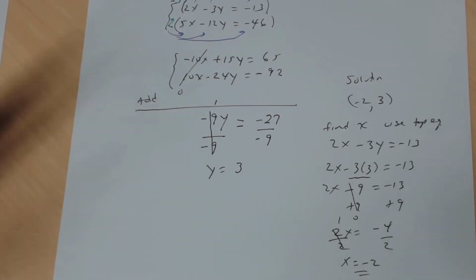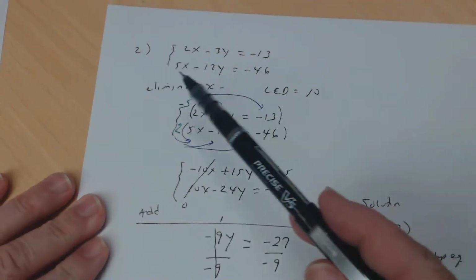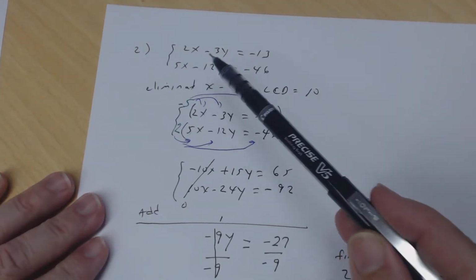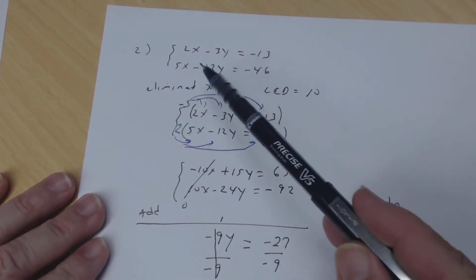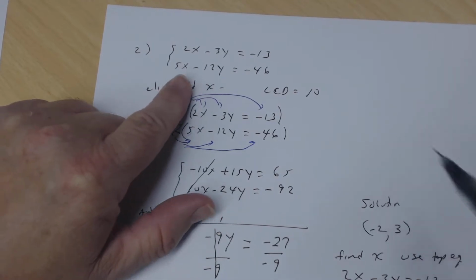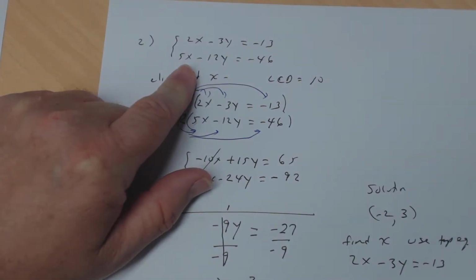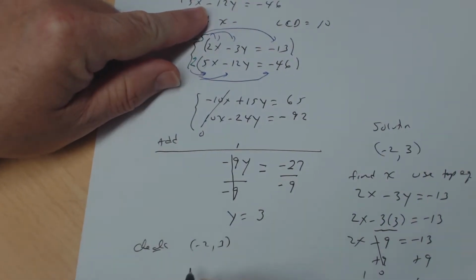All right, so that was elimination, or we call it the addition method. And again, just plug your x and y in to verify that this side does equal negative 13, and to verify that this side does equal negative 46. For example, remember you're checking negative 2, 3.